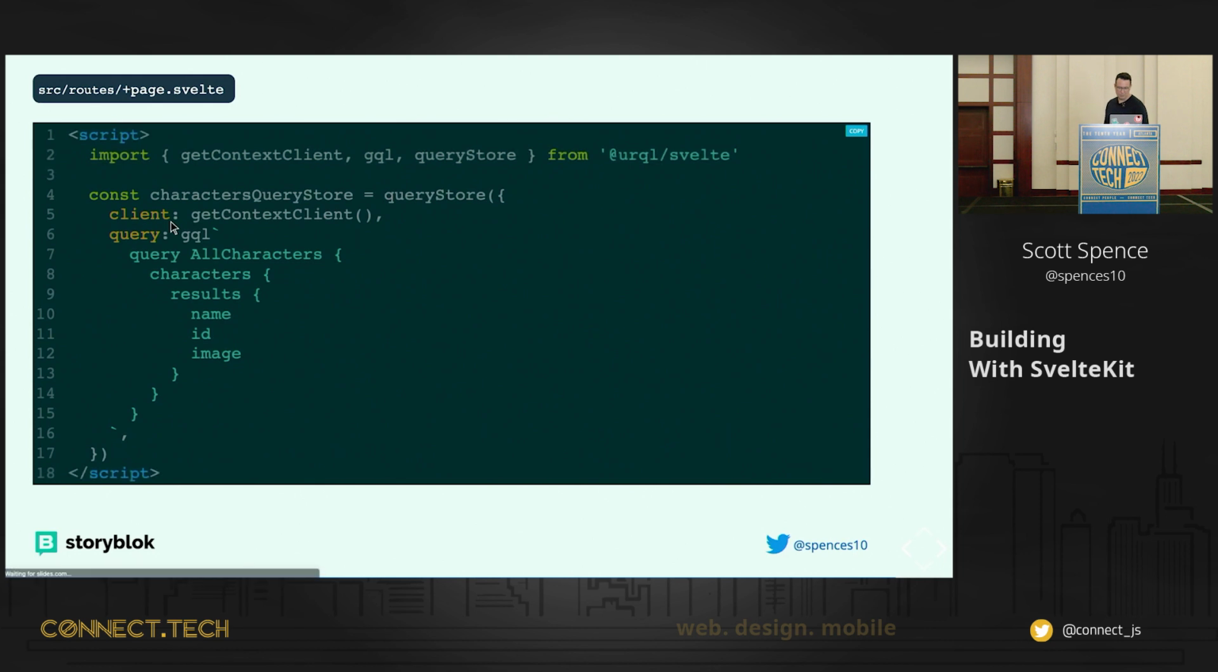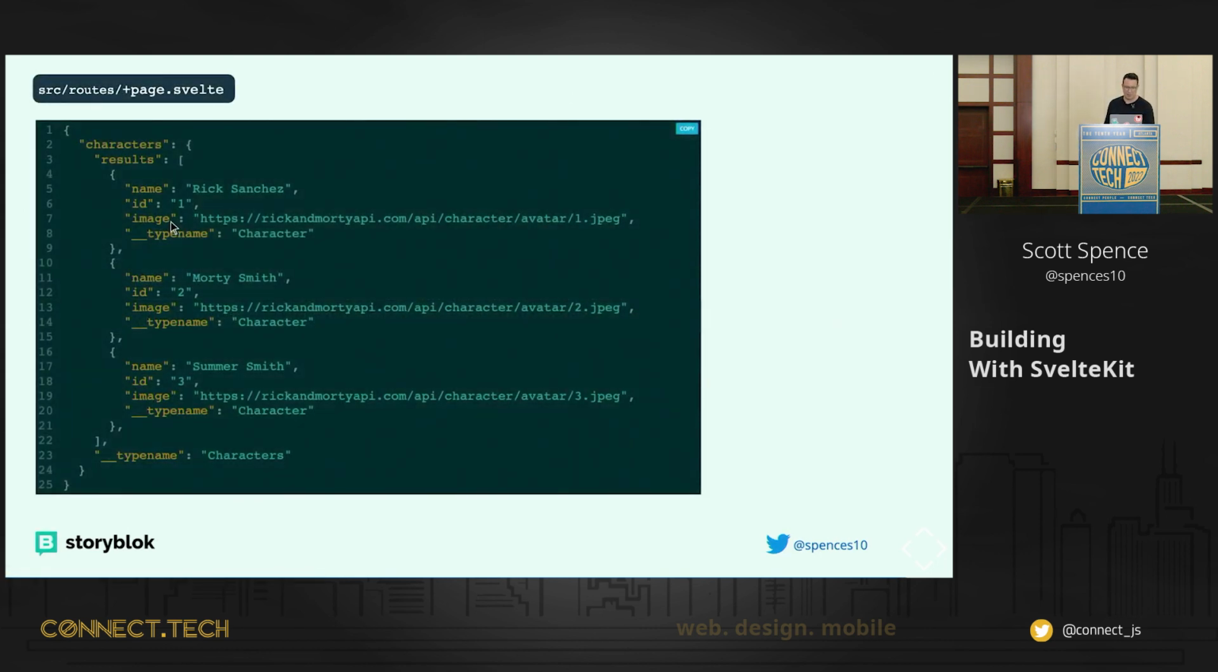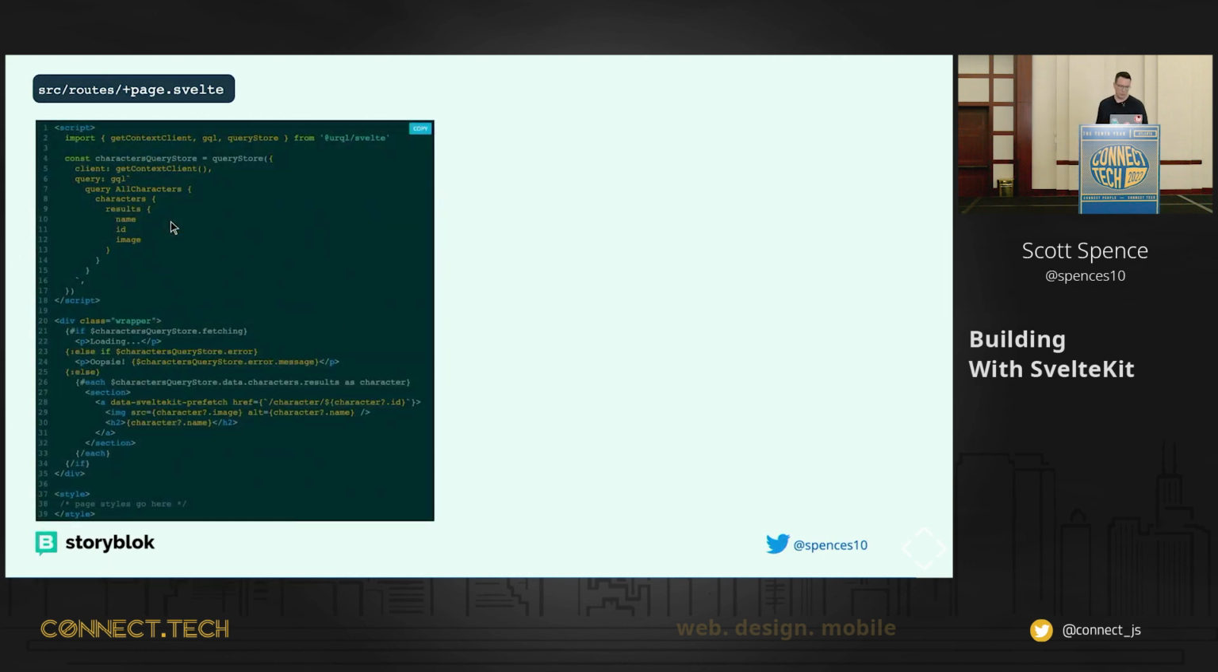So that means that characters query store variable we created now, we could debug that. You notice that there's a dollar sign on the variable there. That's how you access the contents of a store in Svelte. So that'll just dump out some JSON, which would look like this on the page there. So now we know we've validated the data from that.